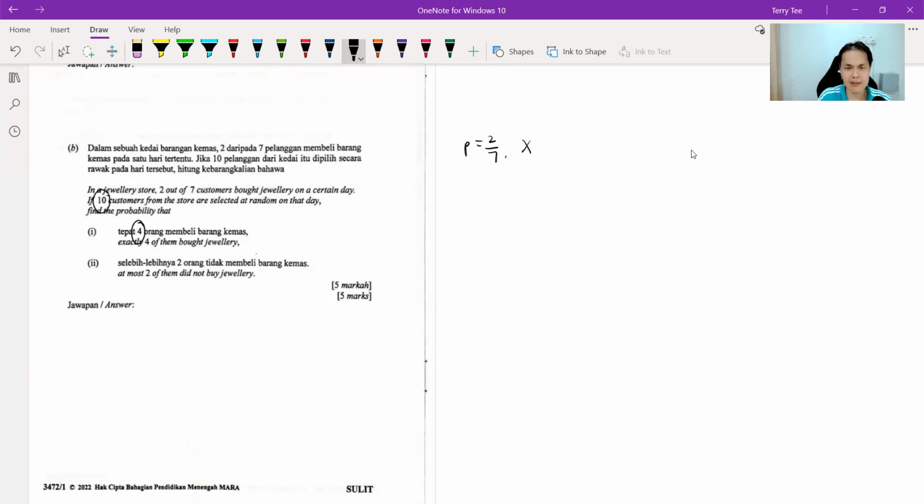You can write in this notation. This is B, this is n, this is p. But if you don't write like this, it's fine. This is just a notation. Okay, so you want exactly 4 of them. Exactly 4 out of 10. So we say 10 choose 4, p power 4, q power 6. Remember, the formula for binomial is given as P(X = r) equals nCr p power r q power n minus r, right? So let's use our calculator.